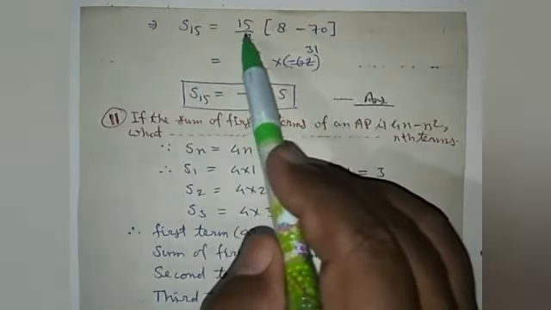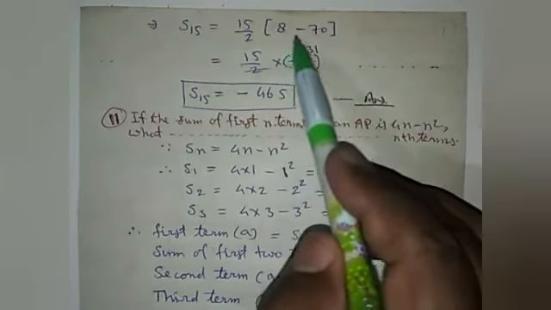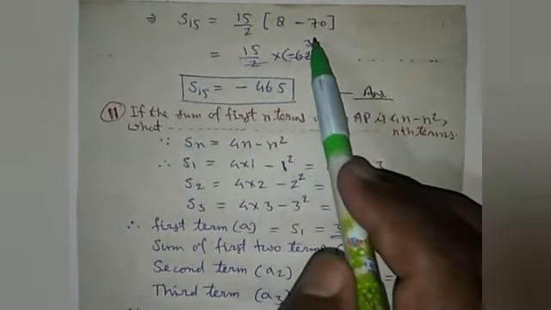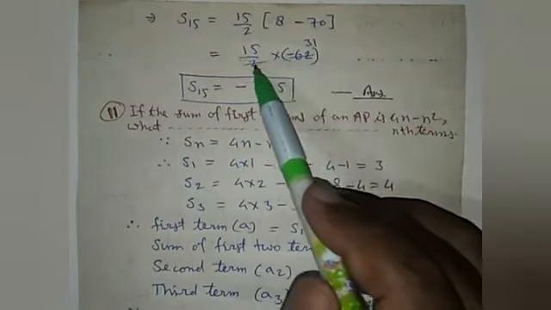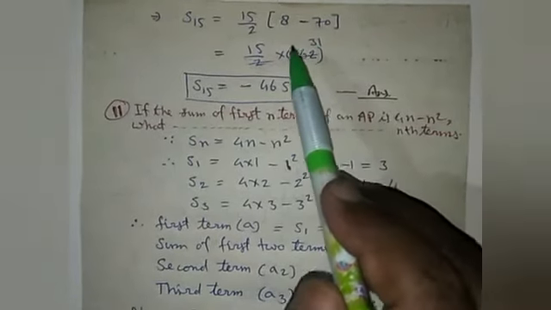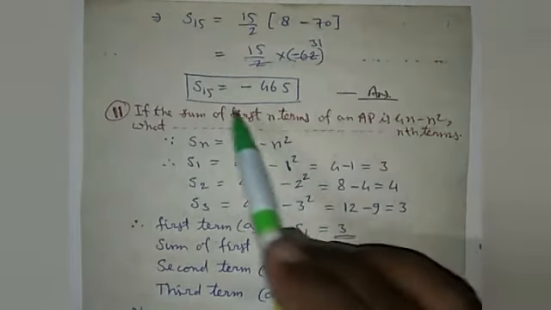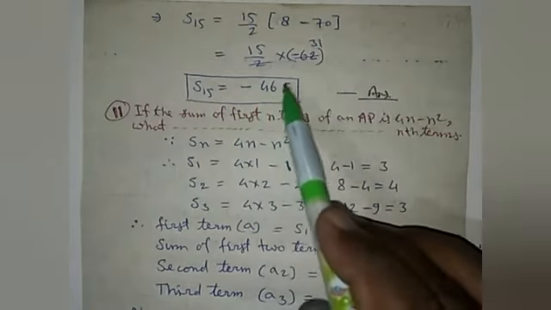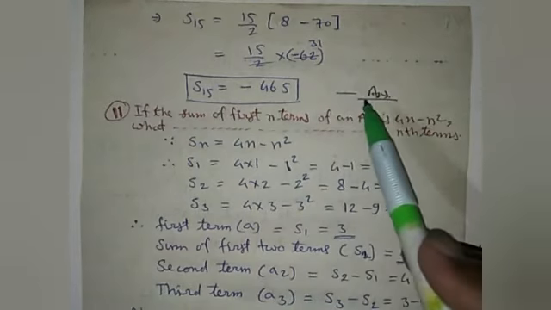Hence S15 is equal to 15 divided by 2 into bracket 8 minus 70. So it is equal to minus 62. So dividing by 2 it will give minus 31. So multiplying by 15 will give minus 465, which is the answer.